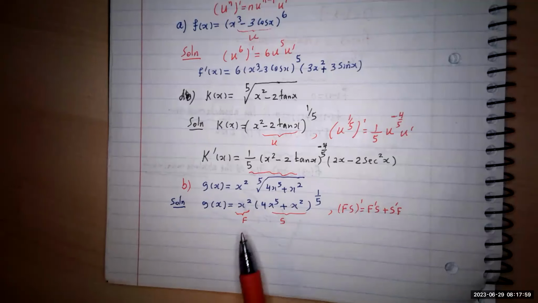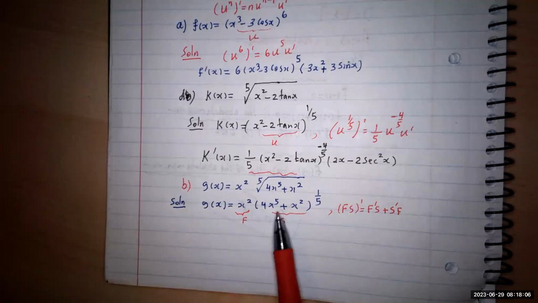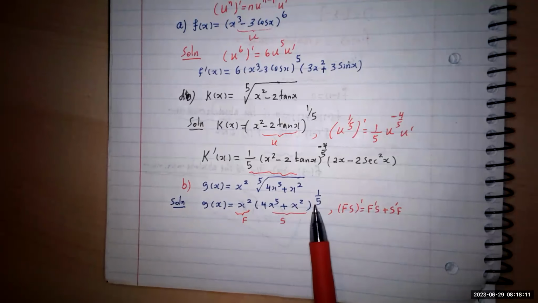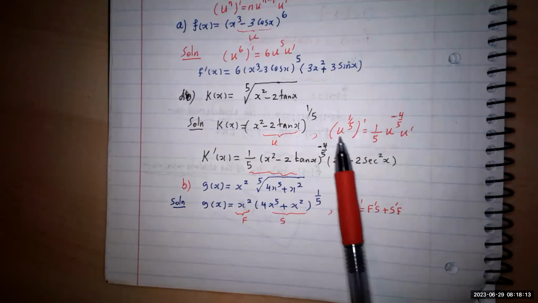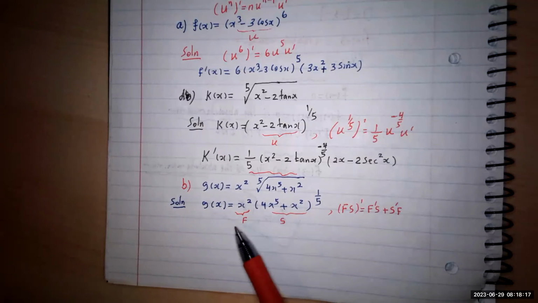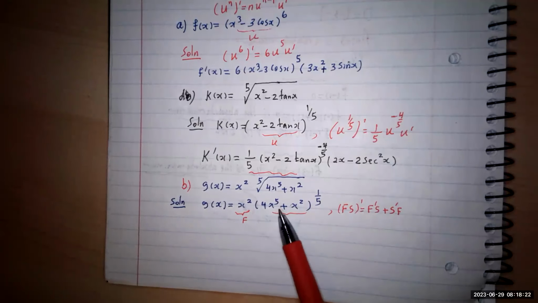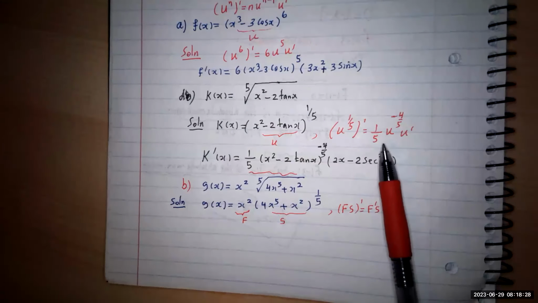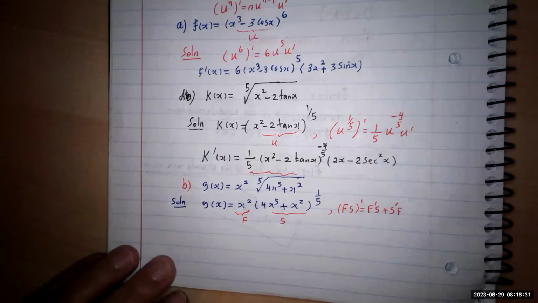Now, to take the product rule, the derivative of the first one is easy. The derivative of x squared is 2x times the second one. But the second one is u to the fifth, so you have to apply the chain rule for the second one. That's a characteristic of the type 2, as we call it: for one of them, you have to apply the chain rule.